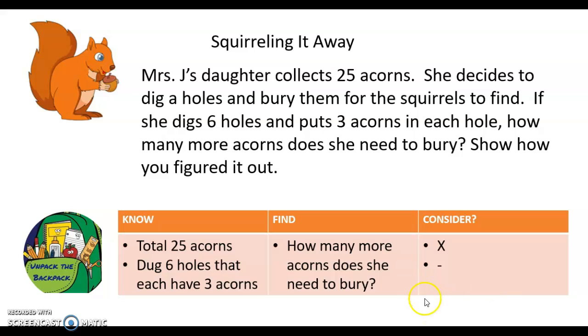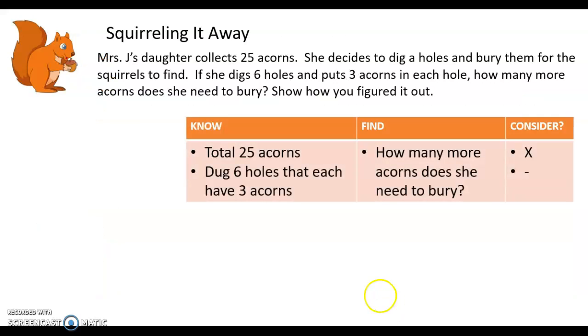And finally, consider. What do we need to consider before we solve the problem? In this case, we need to consider the operations that we will use. Sometimes you may also have to consider what tools you may need. So for this first one, I've decided that I'm going to consider using multiplication, or you could have said repeated addition. And then I'm going to need to do some subtraction to figure out how many more acorns I need to bury. So this is a multi-step problem. I'm taking all the information that I know, find out, and consider, and now I'm ready to solve.